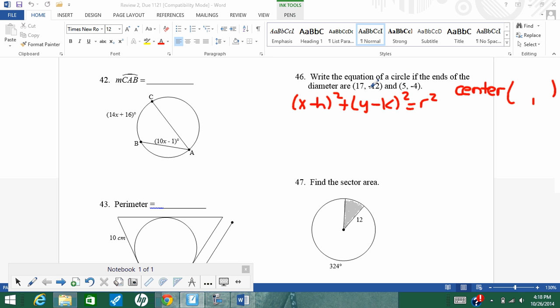And using the midpoint formula, I can add 17 plus 5. That gives me 22. Divided by 2 is 11. Negative 12 plus negative 4 is negative 16. Divided by 2 is negative 8. So there's my center. There's my h, k. I can go ahead and plug those in. And this minus minus is going to simplify to a plus.